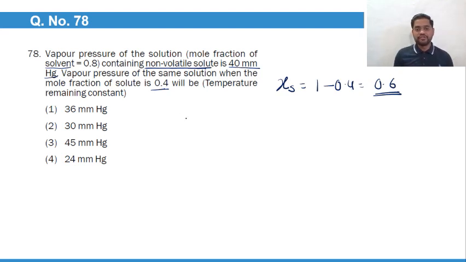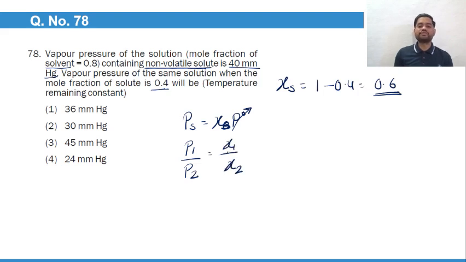And hence we can use this relation: partial pressure of a solvent is equal to mole fraction of a solvent into vapor pressure of a pure solvent. And since temperature remains constant, this will remain constant. This is not going to change. So with this, can I say it is P1 upon P2 equal to x1 upon x2, that is mole fraction 1 upon mole fraction 2. This implies vapor pressure is how much? 40.